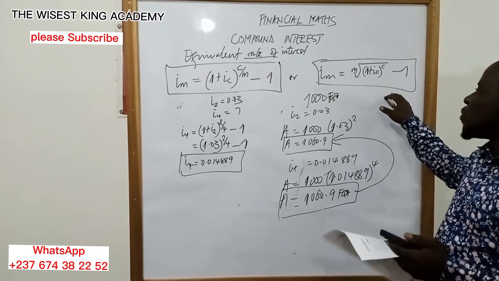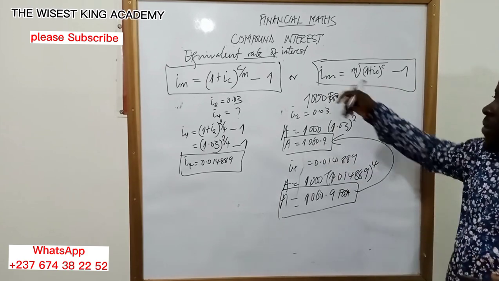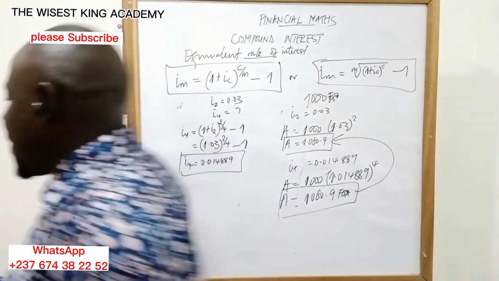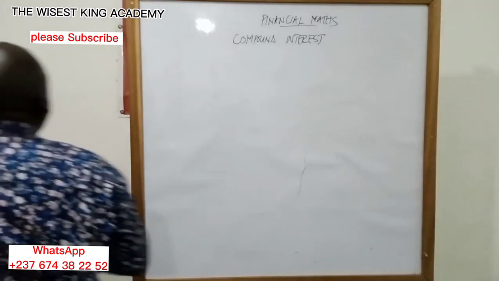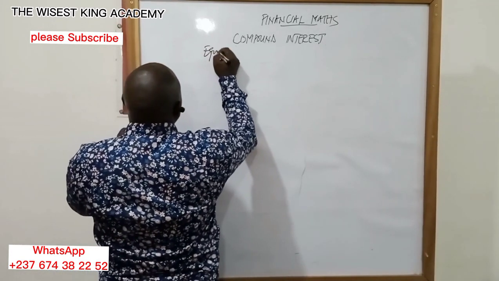You could also use this formula. You have the same answer. Equivalence of bills under compound interest.